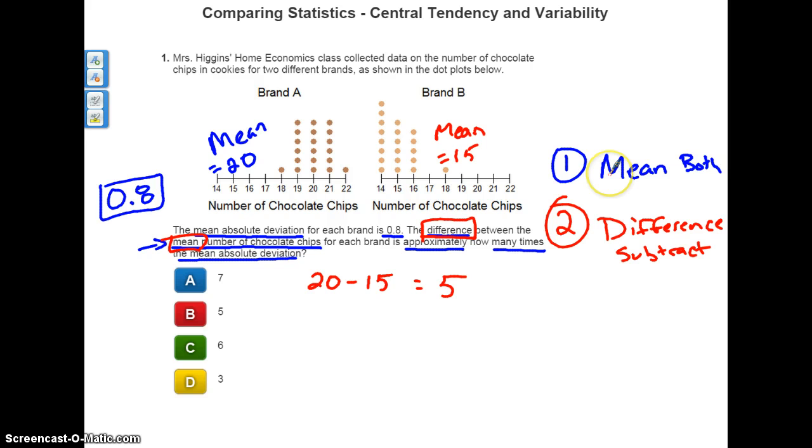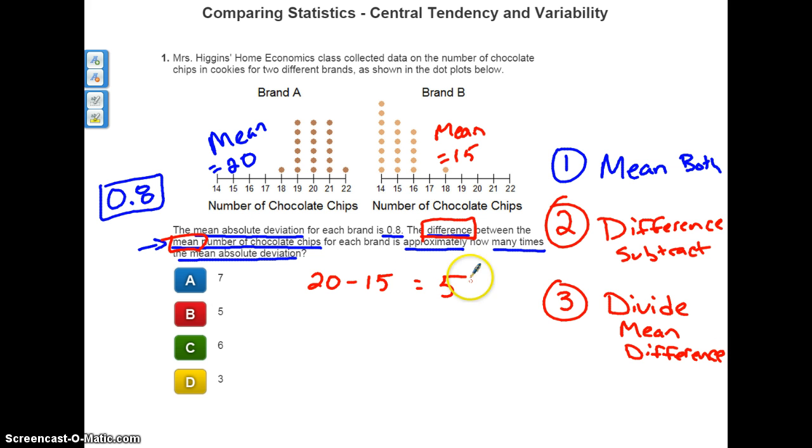So I've taken care of the difference between the two means. I've taken care of the mean of both. Now the question is, each brand is approximately how many times the mean absolute deviation? Remember this 0.8 that we left alone for the time being. This is the last step in the problem. Step 3, now I have to divide. And what am I going to divide? I'm going to divide my mean difference by the mean absolute deviation.